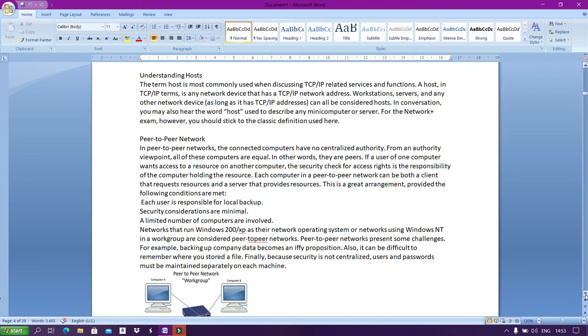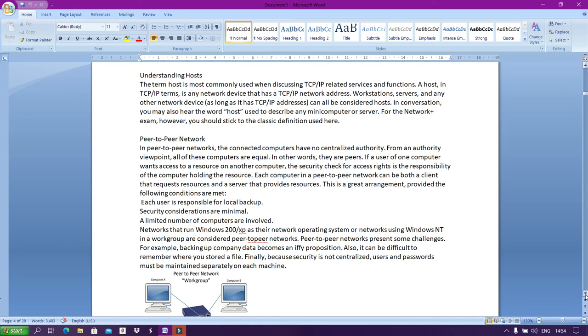Peer-to-peer network. In peer-to-peer networks, the connected computers have no centralized authority. From an authority viewpoint, all these computers are equal. In other words, they are peers. If a user of one computer wants to access the resources on another computer, the security check for access rights is the responsibility of the computer holding the resource. Each computer in a peer-to-peer network can be both a client that requests resources and a server that provides resources.